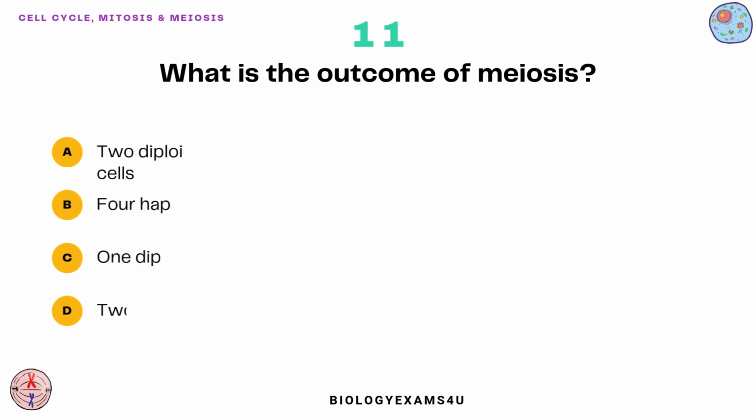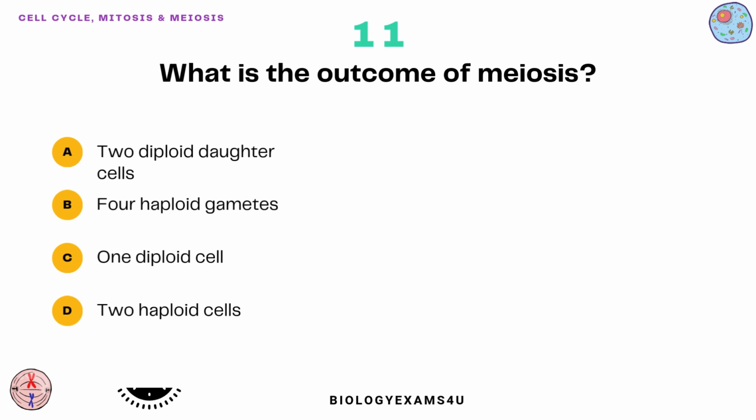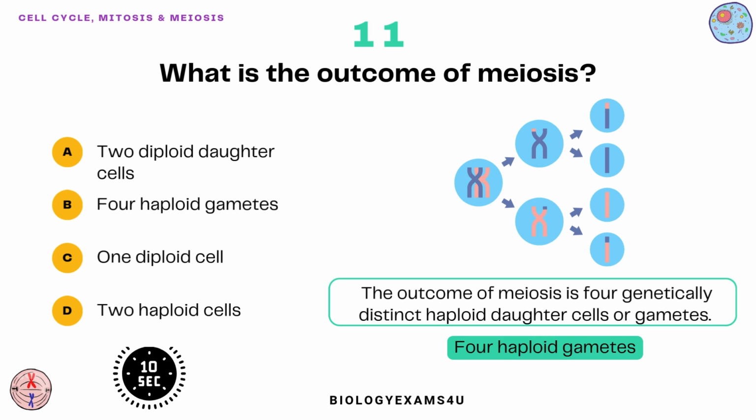Question number 11. What is the outcome of meiosis? Option A, 2 diploid daughter cells. Option B, 4 haploid gametes. Option C, 1 diploid cell. Option D, 2 haploid cells. The answer is 4 haploid gametes. The outcome of meiosis is 4 genetically distinct haploid daughter cells or gametes, as you see here.